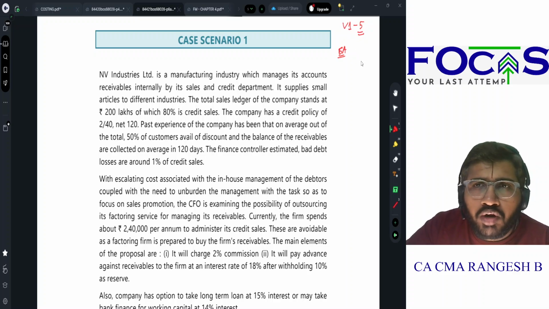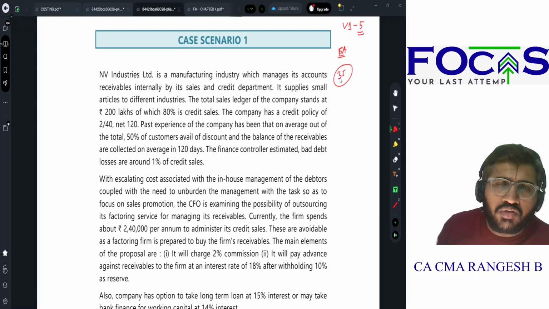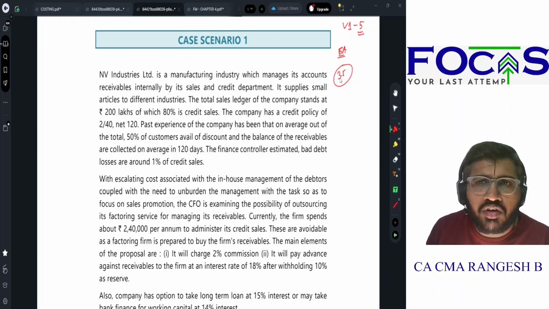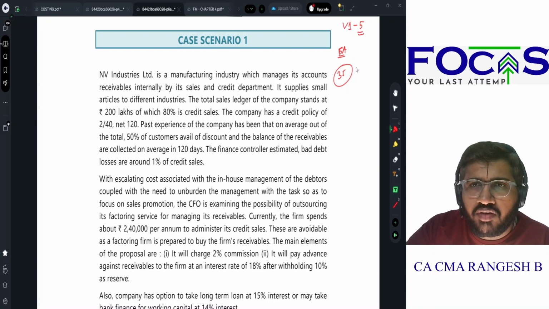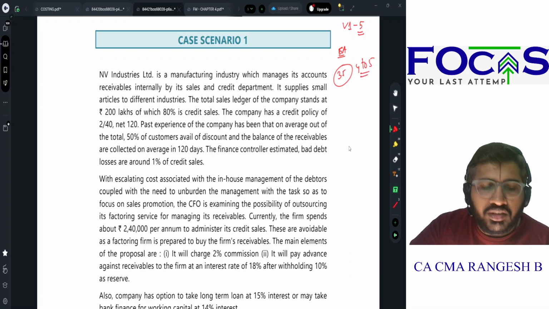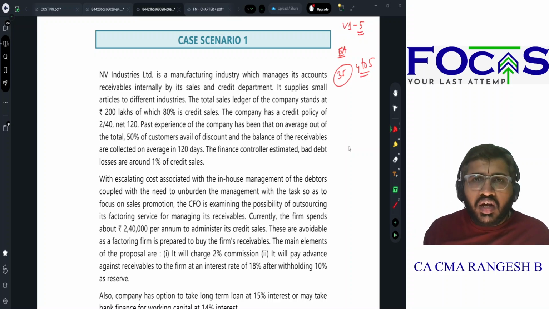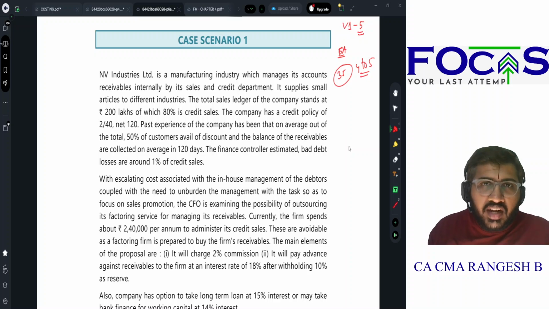Similarly, in FM also, you have roughly 35 case scenarios across different chapters in your case scenario booklet. So we are going to solve a few sums in each of our videos and try to cover all 35 in 4 to 5 videos over the next couple of weeks. The day before your exams, you'll have all the case scenarios covered in roughly 3.5 hours for costing and 3.5 hours for FM.